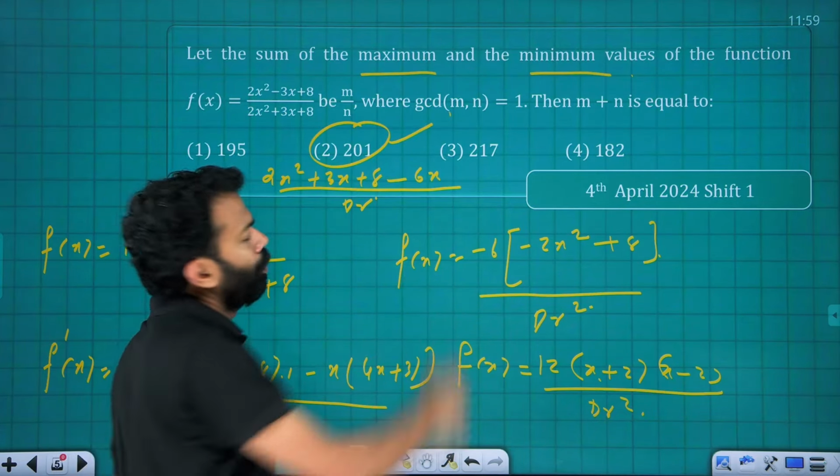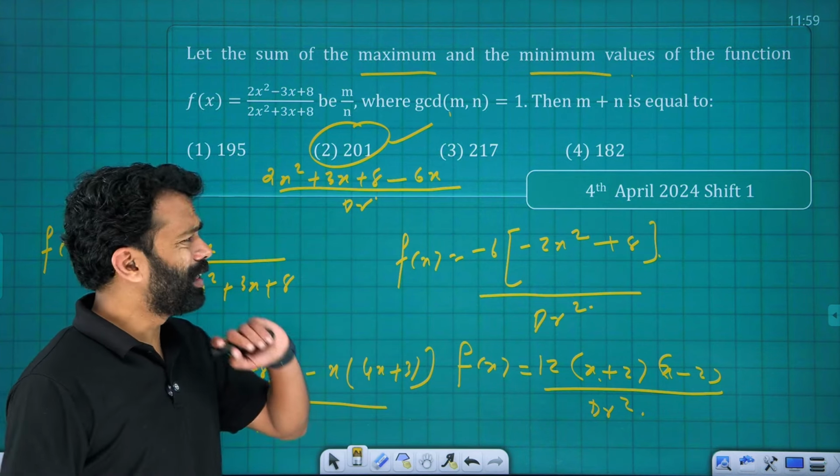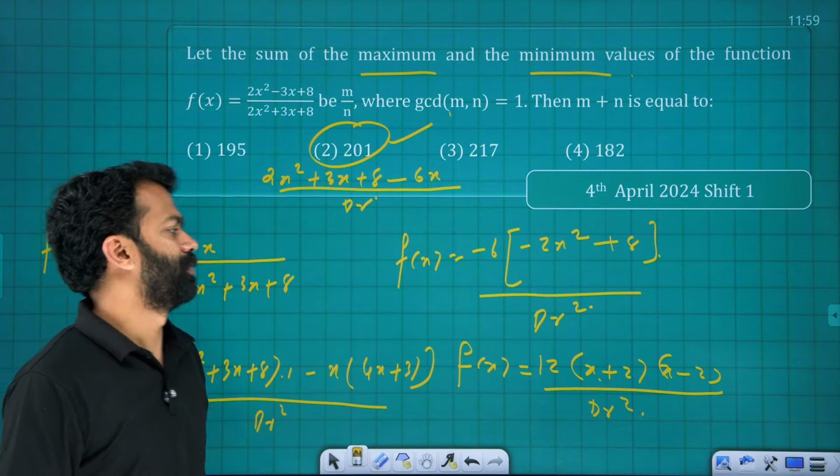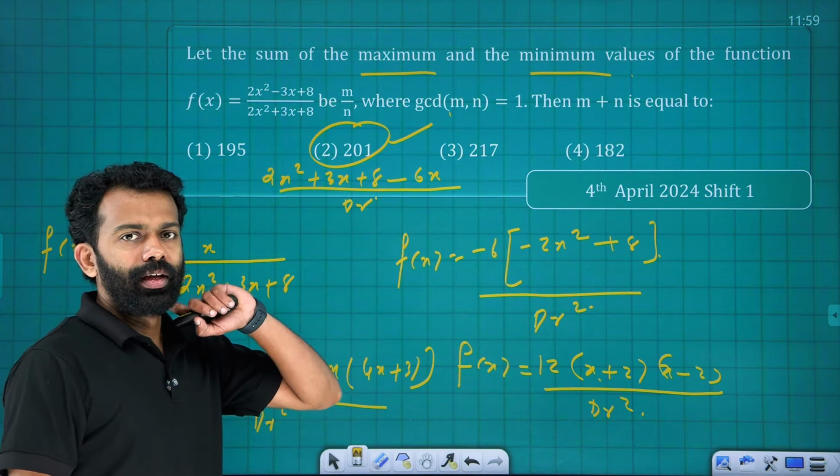Okay, so the value of m plus n is what? 201. Okay, hope you got the idea here. It was an easy and doable question. Also a time saving question. Okay, and the next one.